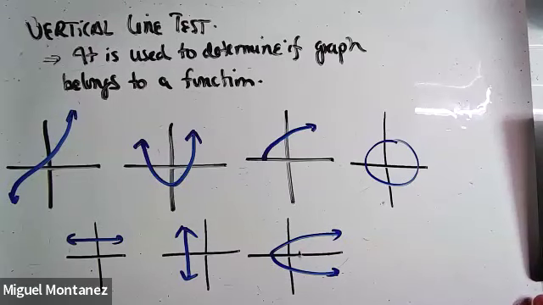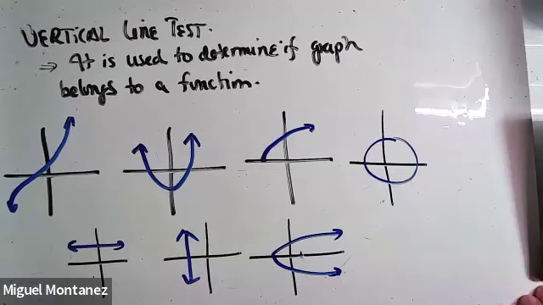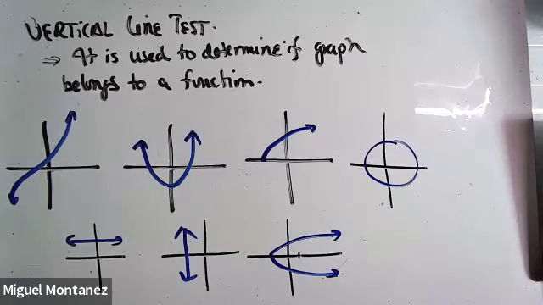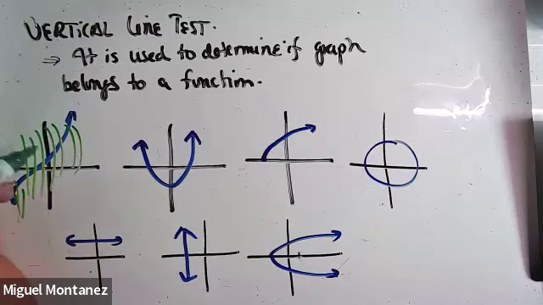Well, another topic that we study when we talk about functions is the vertical line test. It's a very straightforward test. It is used to determine whether a graph belongs to a function or not. The only thing we need to do is draw many vertical lines. If I touch the graph in more than one point, then the graph does not belong to a function.